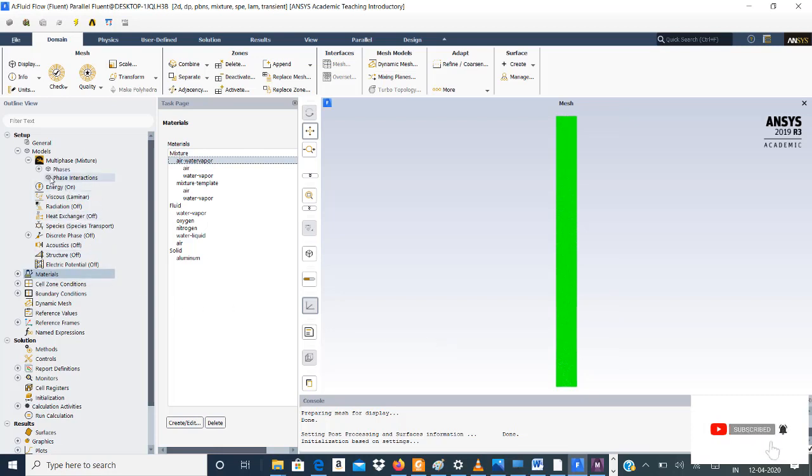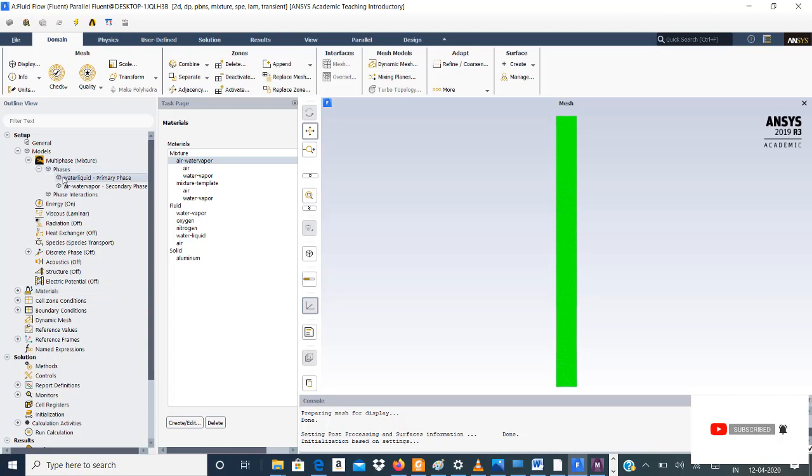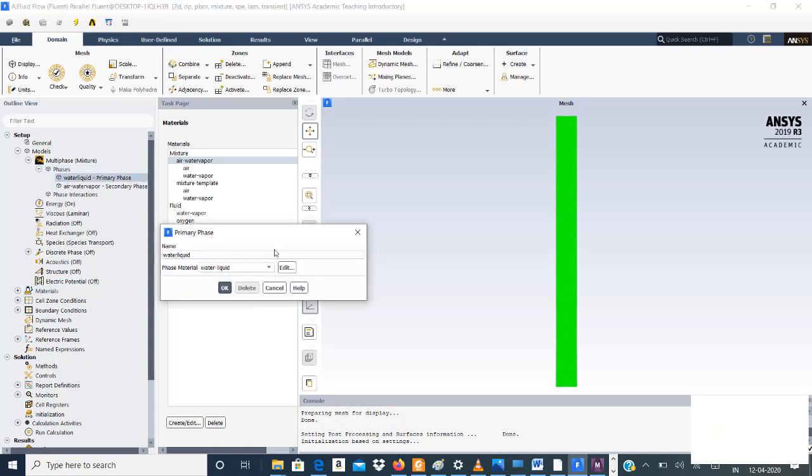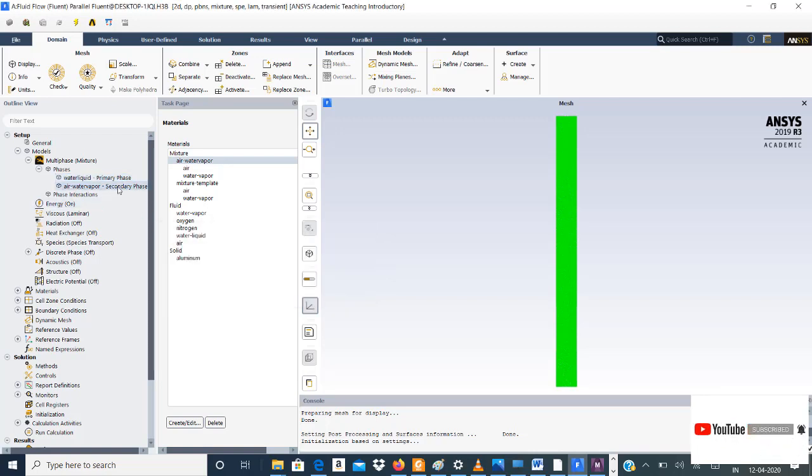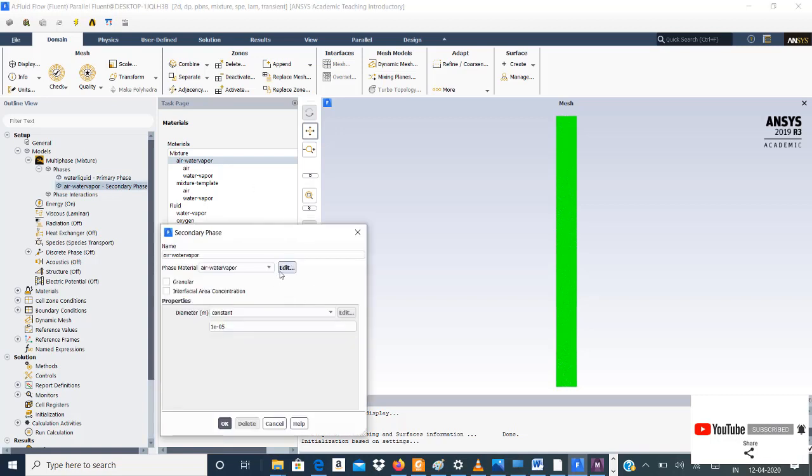Now in the mixture properties, I have considered phases where water liquid is my primary phase, and in the secondary phase there are two species: one is air, the other is water vapor. I have kept the diameter as the default 1e-5. Click on OK.